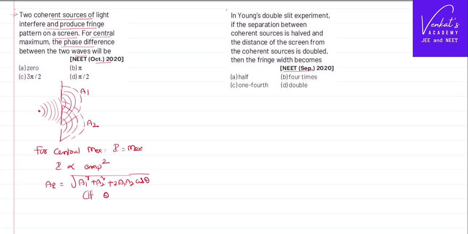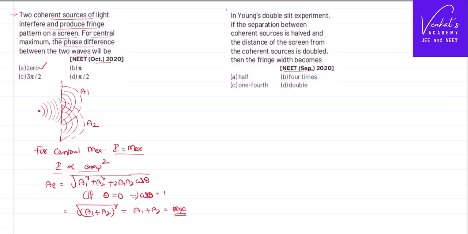If that theta is 0, cos 0 becomes 1. Then that becomes root of A1 square plus A2 square plus 2 A1 A2, that is A1 plus A2 whole square. Square and root will cancel, and A1 plus A2 is the maximum possibility. As the amplitude is maximum, the respective intensity also becomes maximum, that becomes a bright spot. Therefore, the phase difference between them has to be equal to 0. That is how we have to solve the problem.